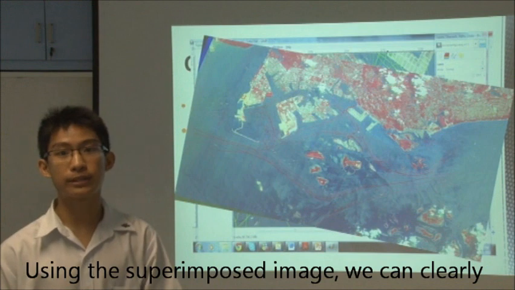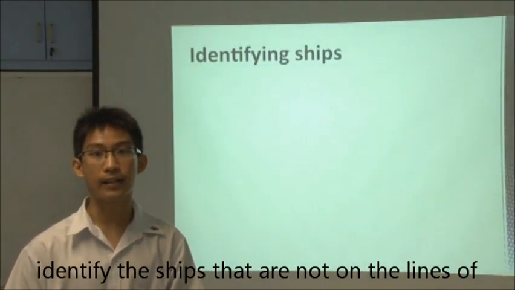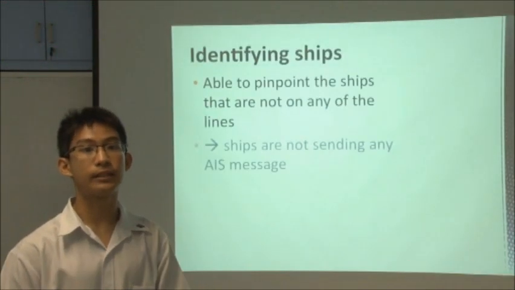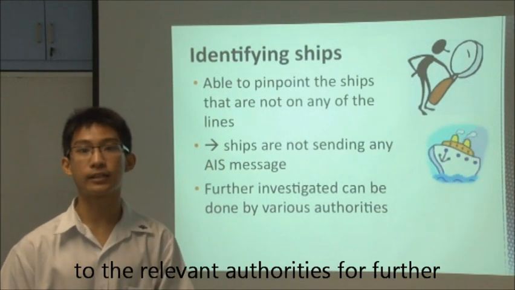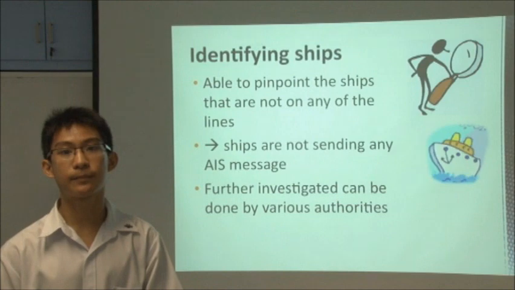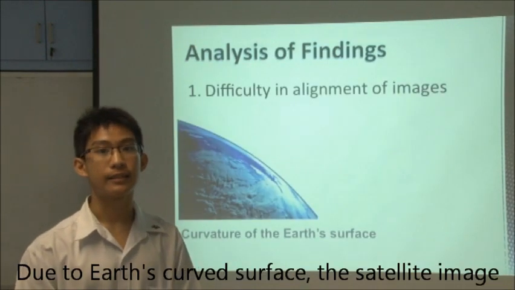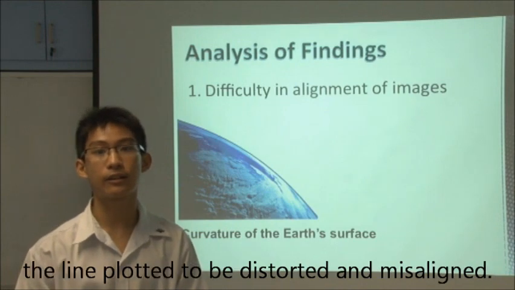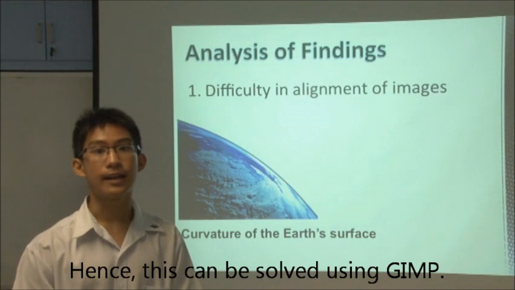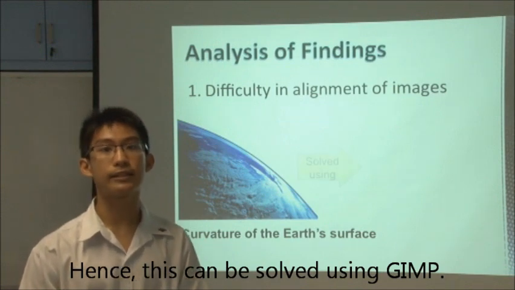Using the superimposed image, we can clearly identify the ships that are not on the lines of the track. Hence, this can be reported to the relevant authorities for further investigations. Due to off-course surveys, the satellite image taken was not flat, and this inconsistency causes the line plotted to be distorted and misaligned. Hence, this can be solved using GIMP.